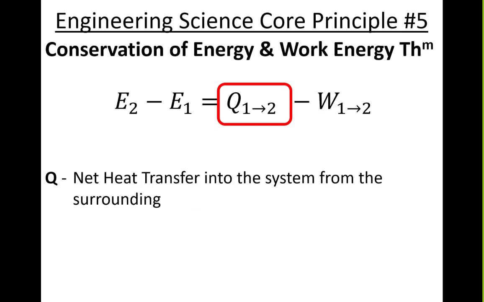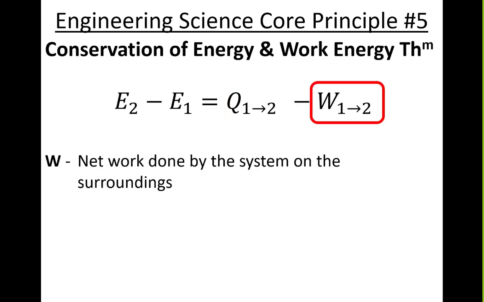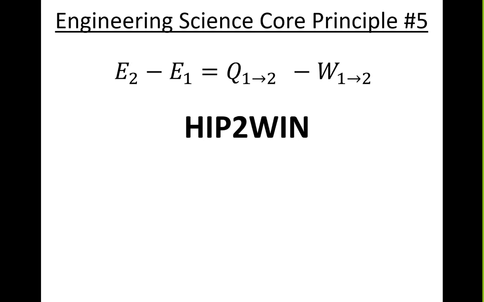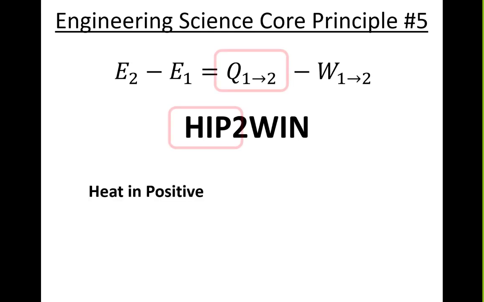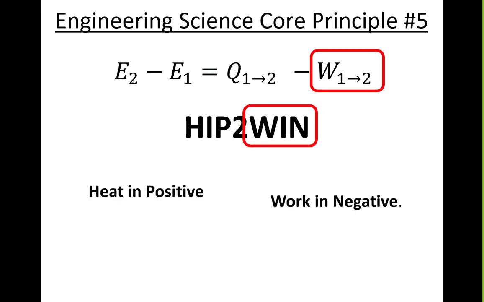Then we'll want to know the heat transfer. Remember, heat in is positive, hip to win. This energy change in the system happens because heat comes in or work goes out. And we have this mnemonic device, because signs end up being pretty important in this class. So the change in the energy in the system is equal to the heat in minus the work out, provided that we have the sign convention that heat in is positive and work in is negative. So hip to win. Heat in is positive and work in is negative.